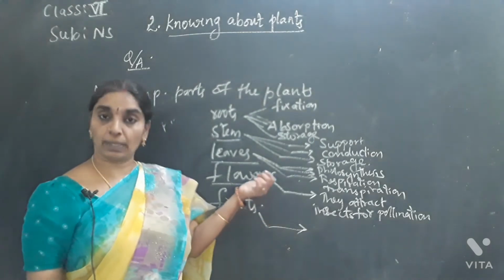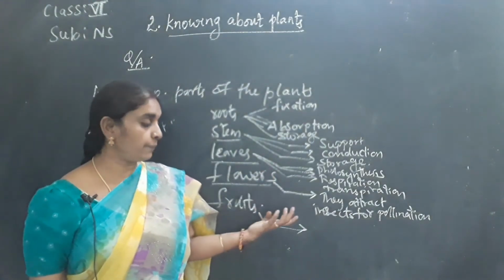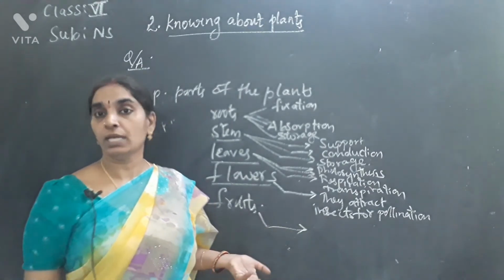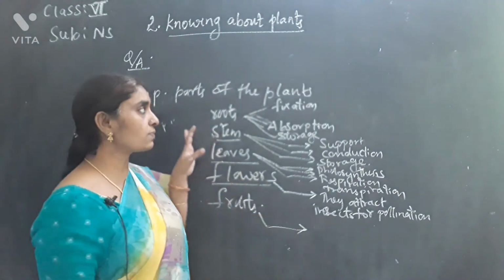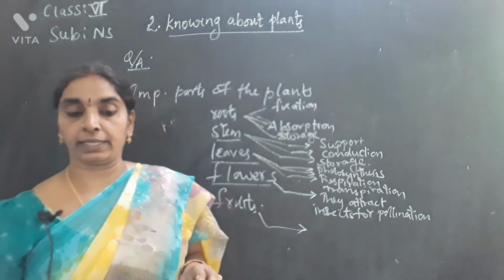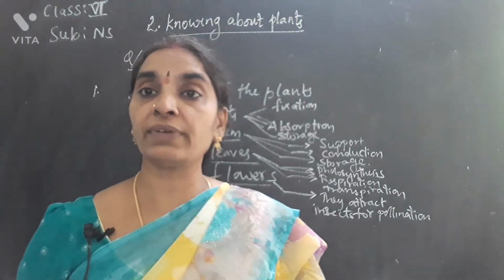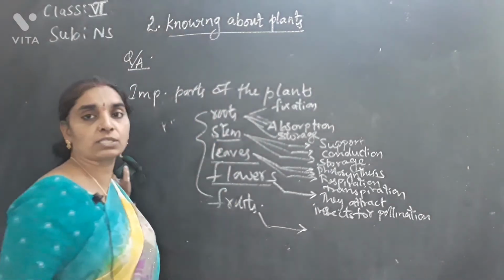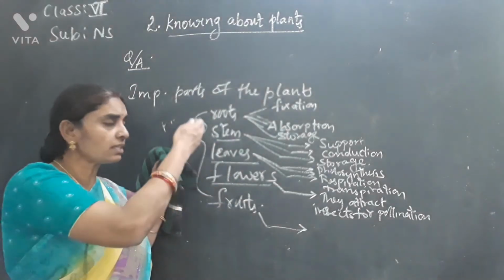The fruits are developed from the flowers, and these fruits contain the seeds, which in turn give rise to the new plant. So this is what you have studied in the parts of the plant. Now if it is given for a 2 marks question, you can write simply about the parts of the plant as such, the side headings.